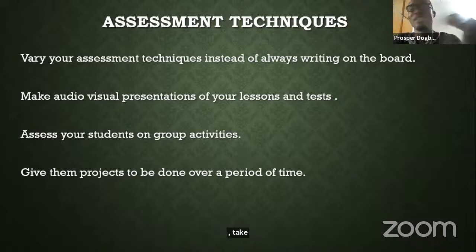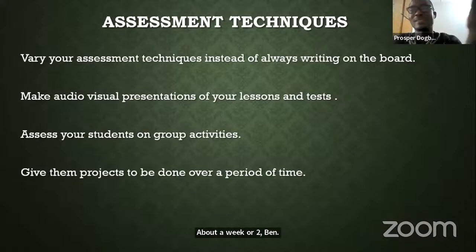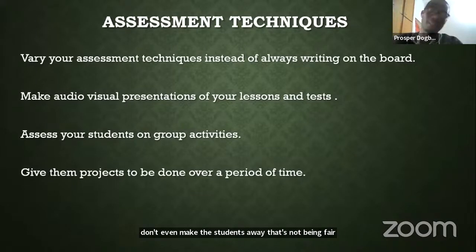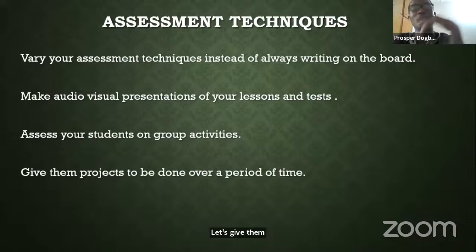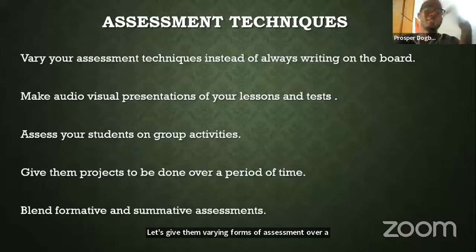Not always should I come to conduct a class test. Sometimes we don't even make the students aware. That's not being fair to my colleague teacher. Let's give them varying forms of assessments over a period, not a one-time sit-down test that ends it. Then blend formative and summative assessment.